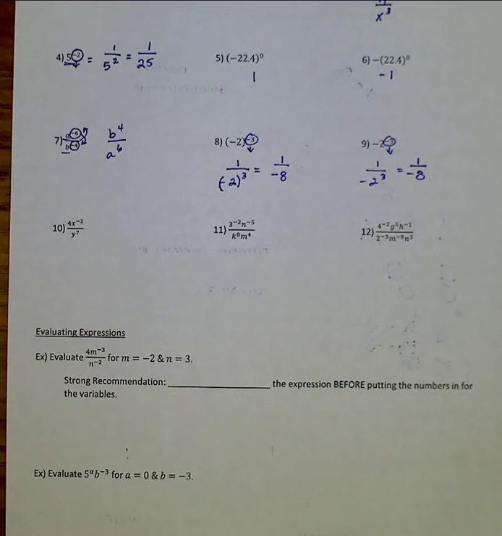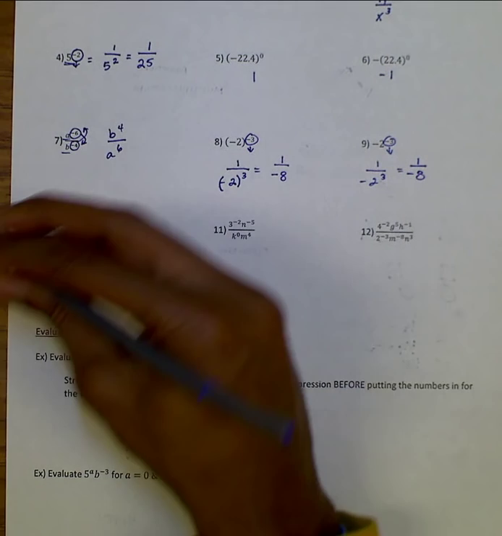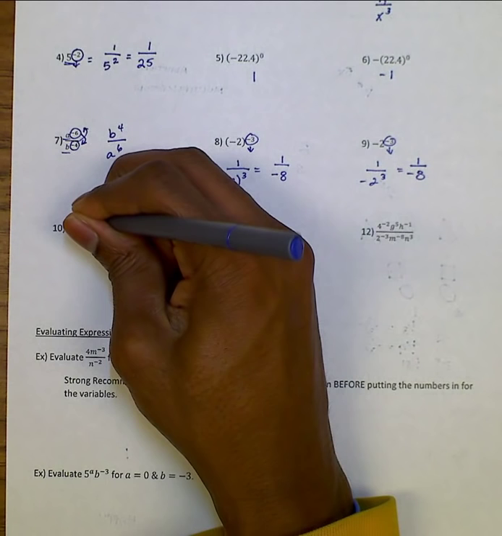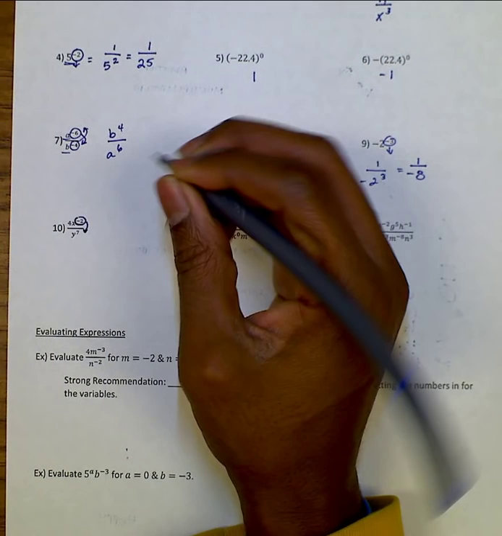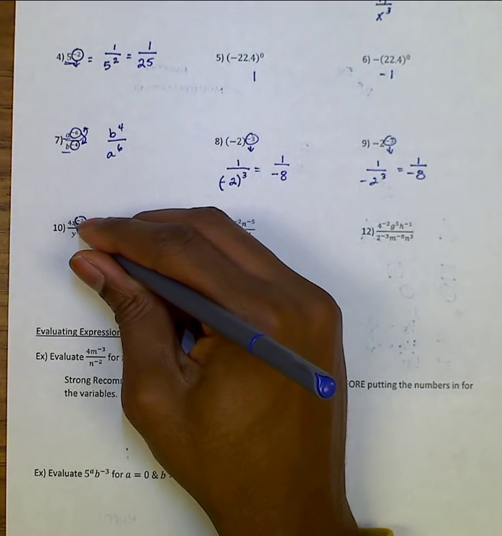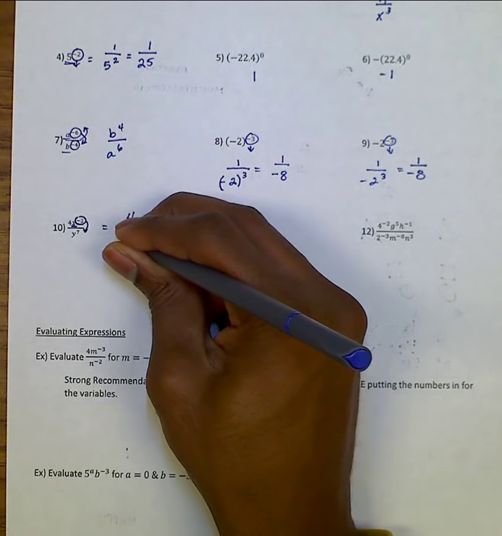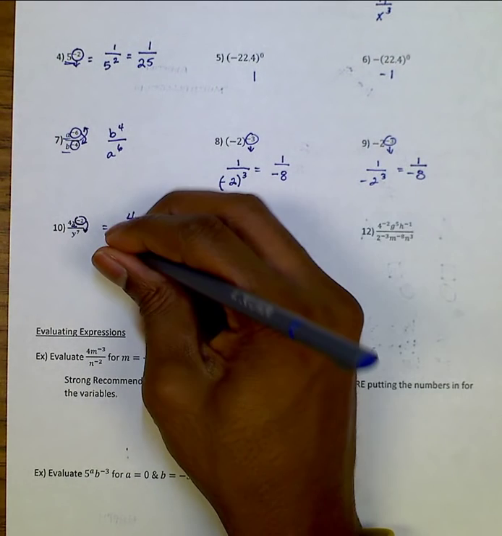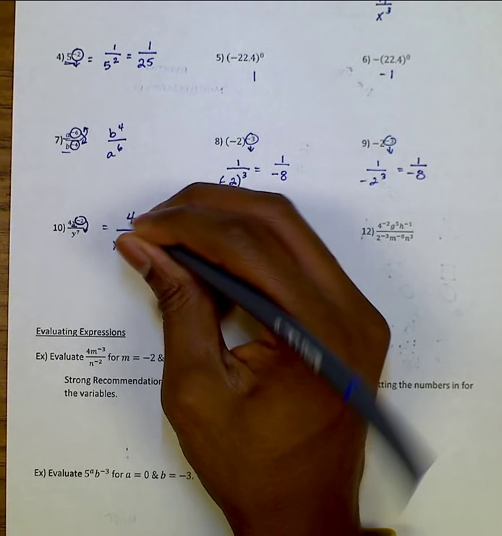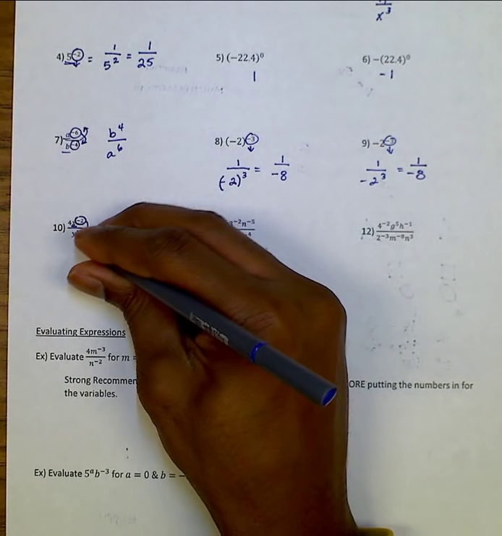Number 10, we have 4x to the negative second over y to the 7th. As we look at our problem, we say, okay, what's wrong with this problem? Well, we have a negative exponent. It needs to be addressed, so we move it. The exponent is connected to x. 4 is okay where it's at. It doesn't need to move. We need to move the x to the denominator. y to the 7th is happy where it's at. We won't move it.